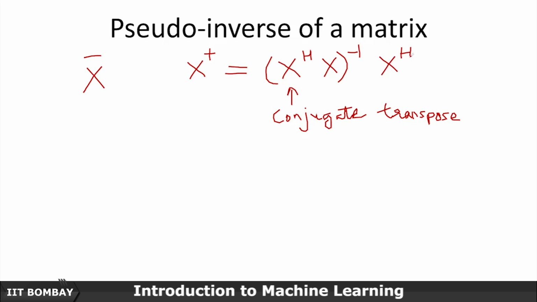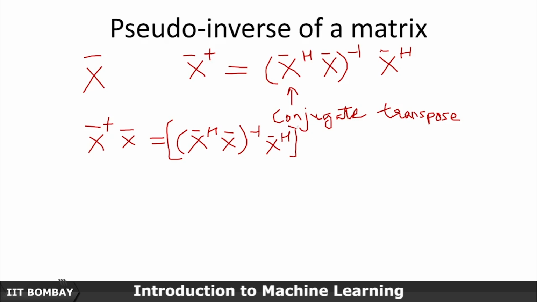So, now if you multiply this matrix with x, you will get an identity matrix. How? So, basically your x plus times x is equal to, by definition, x plus is x conjugate transpose times x inverse x conjugate transpose, right. So, this whole thing times x. Now you can see this group and the inverse of this group, and you would get an identity matrix.